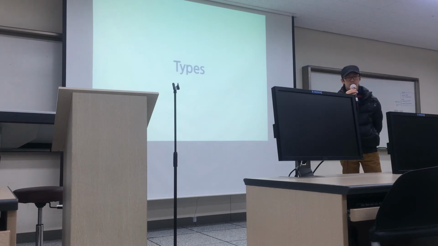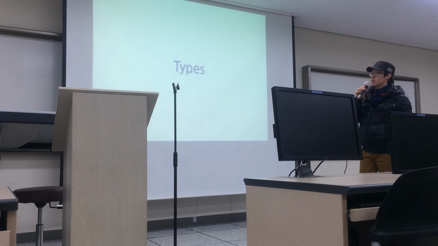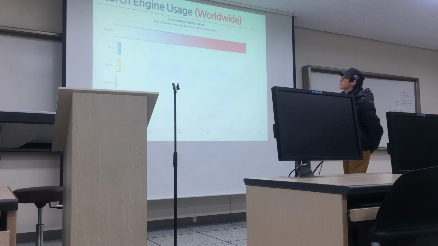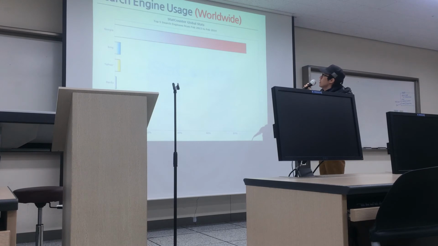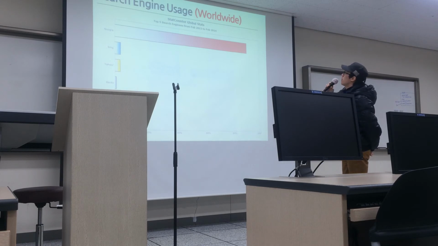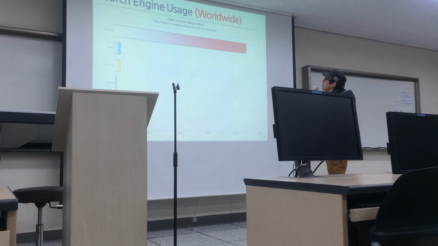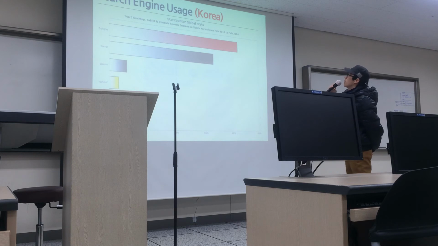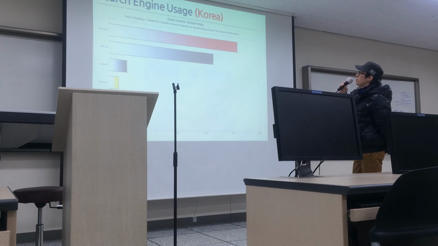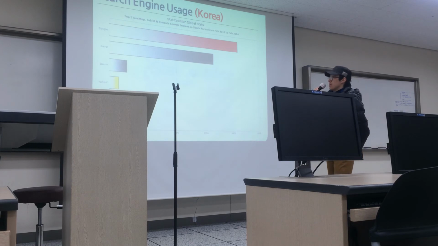Search engines have four types. For example, next. First of all, we introduce search engine usage to you. First, search engine usage worldwide. Many people worldwide use the Google search engine. Next. In Korea, many people also use Google. Second, we use the Naver search engine. Next.